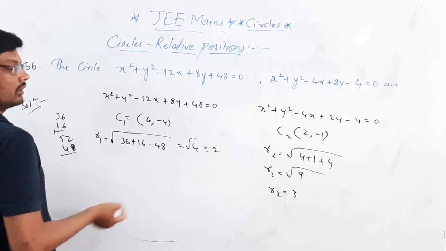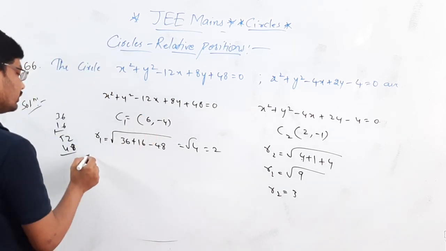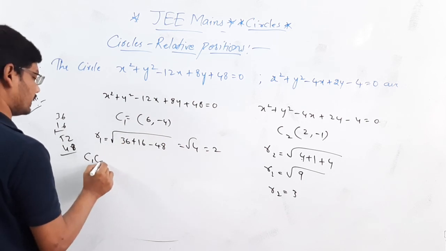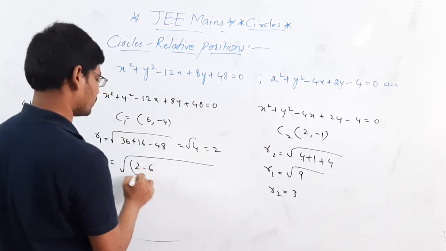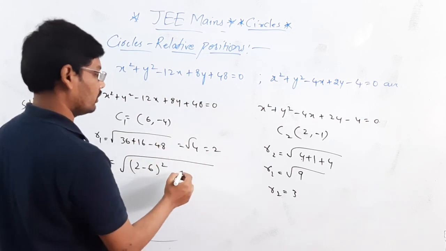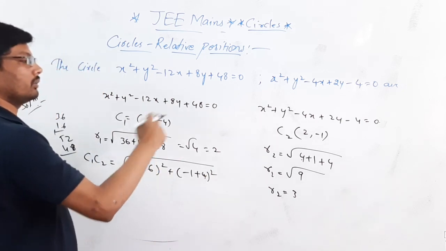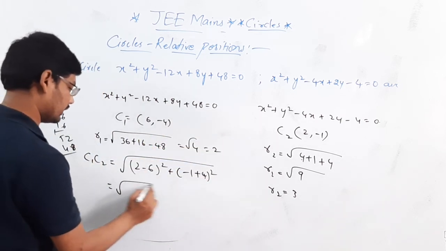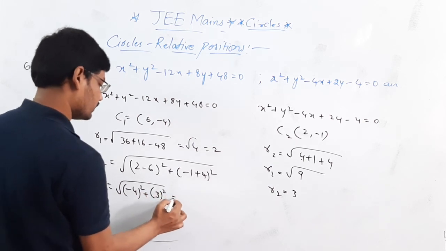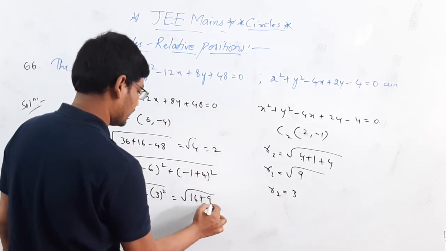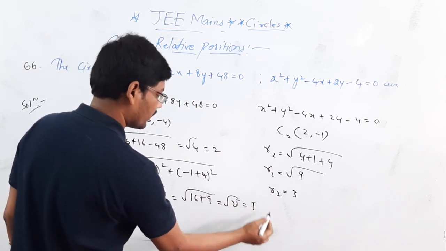We got R1 and R2, and now the distance between C1 and C2 we need to find. C1C2 is square root of 2 minus 6 whole square plus minus 1 plus 4 whole square. Then it will give minus 4 whole square plus 3 whole square. Therefore 16 plus 9, that is square root of 25, that is equal to 5.